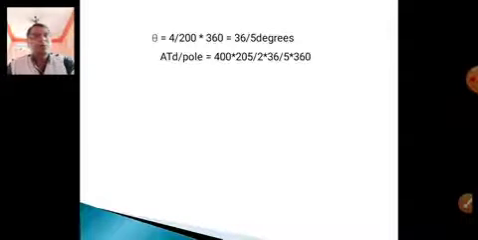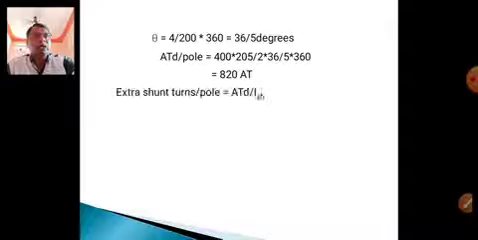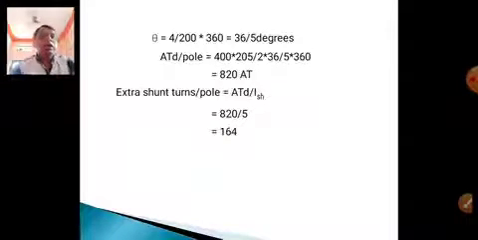So ampere turns per pole for demagnetizing is Z into I into theta m by 360. Z is 400, into I which is 205 by 2, into theta which is 36 by 5, divided by 360 degrees. So we get 820 ampere turns. Extra shunt ampere turns per pole is ampere turns per pole by ISH. Already we found the value of ISH, so 820 by 5, that is 164 turns to be added to neutralize the demagnetizing effect.